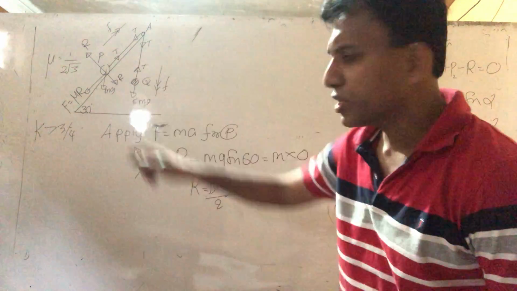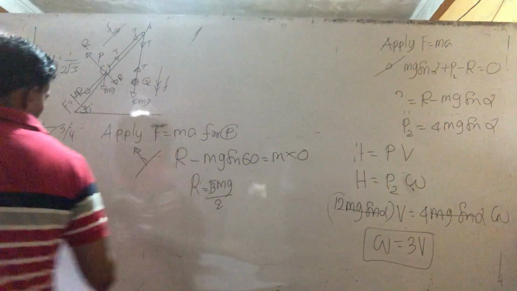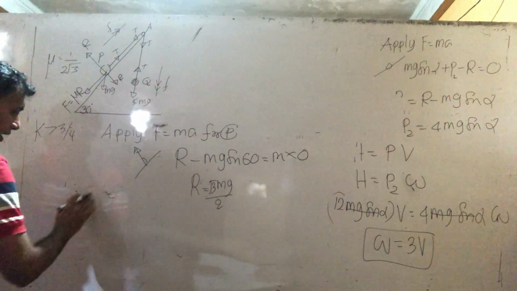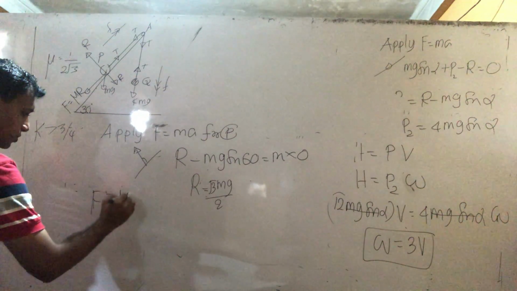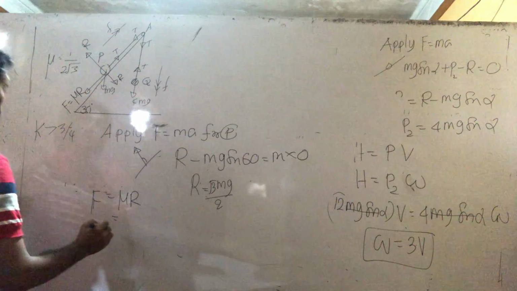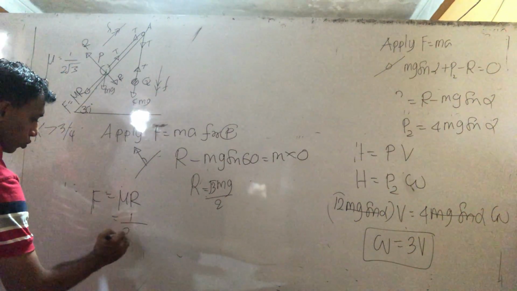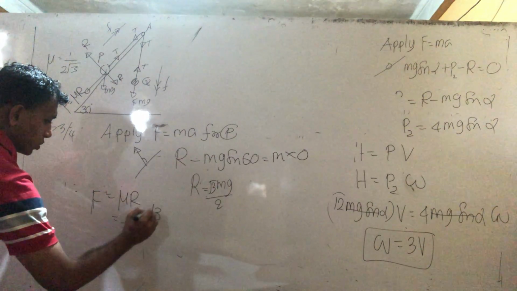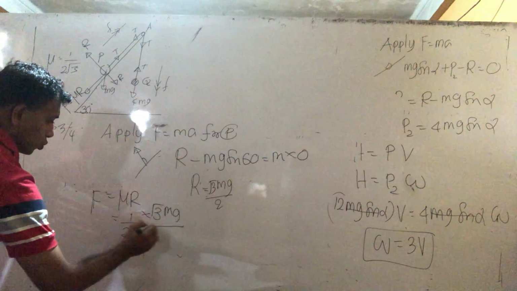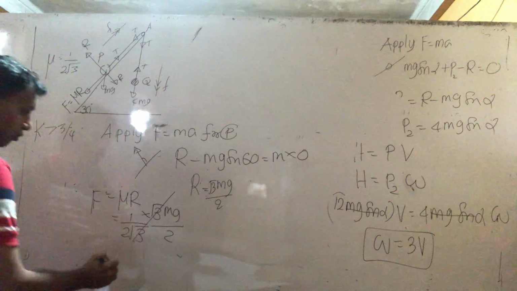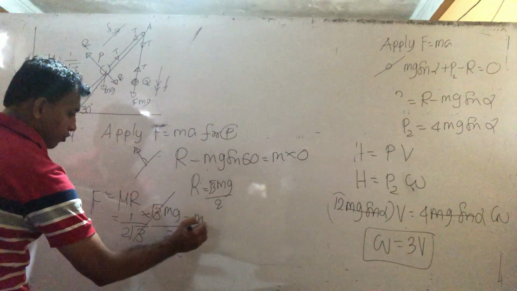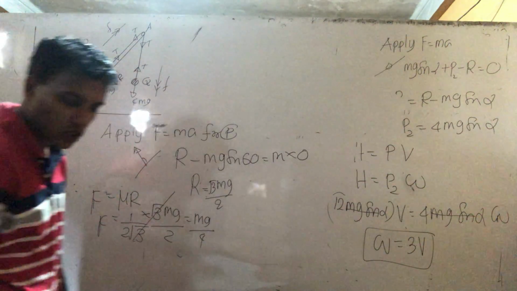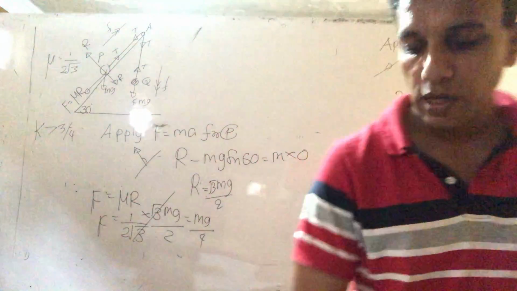Okay. Therefore, you know the friction force. What is F? F equals mu R. F equals mu times R. So mu is given as 1 over 2 root 3, into R equals root 3 mg over 2. The 3 cancels, giving mg by 4. Okay, the friction force is mg by 4, and that is the important part.